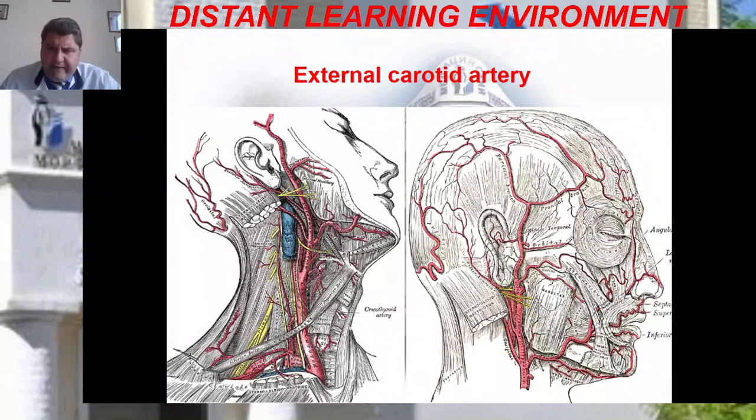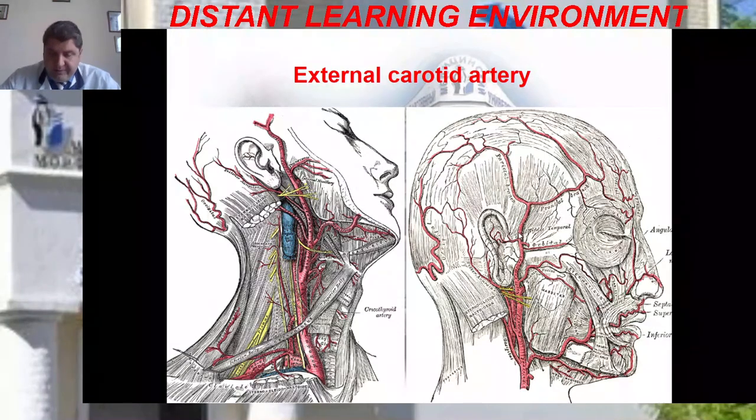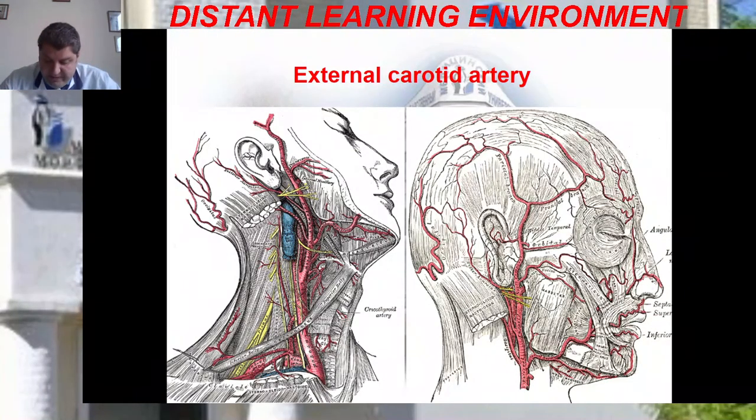So you may see the first terminal branch, the superficial temporal artery, and also you may see the place of pulsation of this artery here in front of the external base of the auricle, and also you may see the branch of this superficial temporal artery. This artery can be pressed here to the temporal bone, as I show you, to stop the bleeding after damaging this artery.